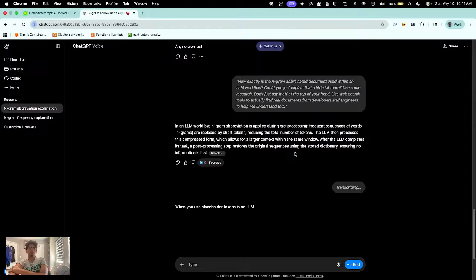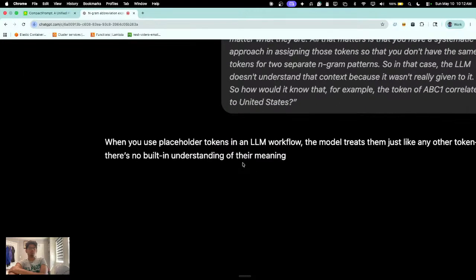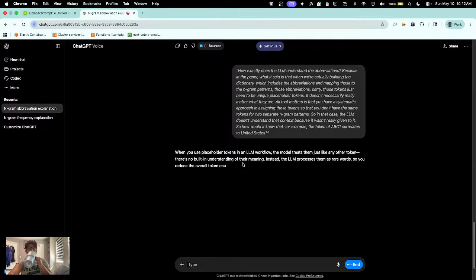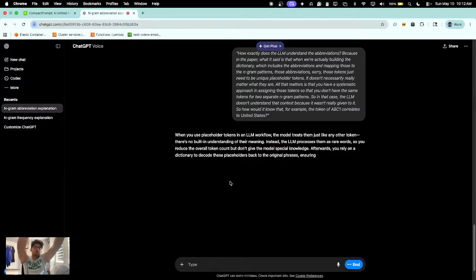When you use placeholder tokens in an LLM workflow, the model treats them just like any other token. There's no built-in understanding of their meaning. Instead, the LLM processes them as rare words, so you reduce the overall token count, but don't give the model special knowledge. Afterwards, you rely on a dictionary to decode these placeholders back to the original phrases, ensuring that the final text.